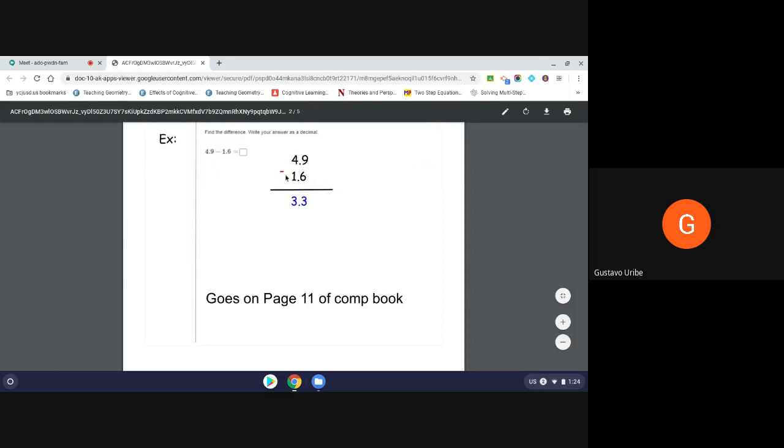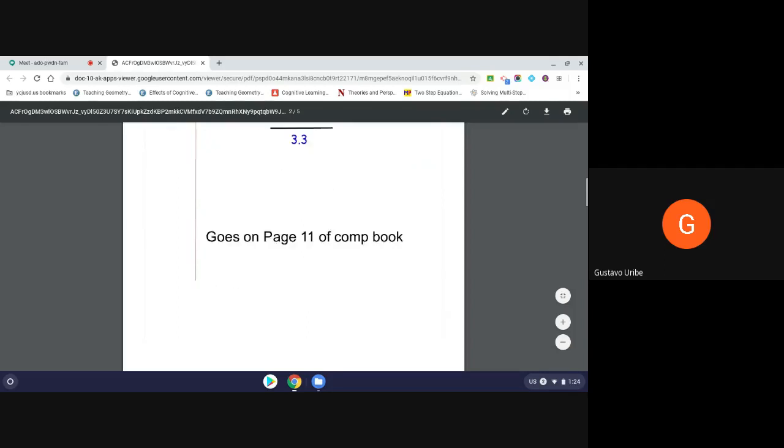So 4.9 minus 1.6. We line up the decimals. Bigger number goes right on top. 9 minus 6 is 3. The decimals, we just bring it straight down. And 4 minus 1 is 3. So 3.3. Or if you were to add a 0 at the end, $3.30.